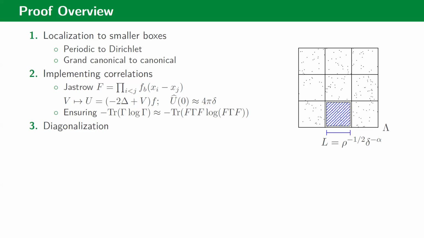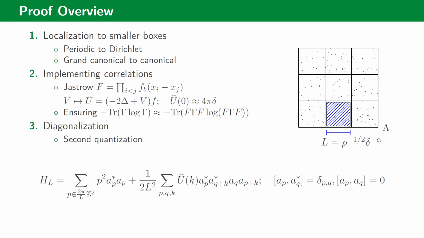As a side remark, there was also this entropy term in the free energy, and of course you need to make sure that by multiplying this Jastrow factor, your entropy doesn't change much. And then the last step is this diagonalization.